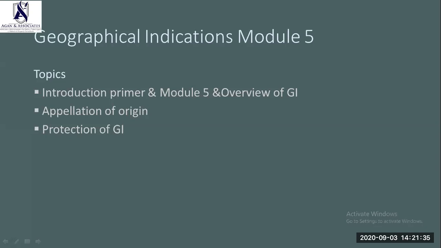Welcome. We will begin with a rather interesting and least known industrial property, and that is geographical indications. This is usually abbreviated as GI. So if I continue referring to it as GI, do know that I'm referring to geographical indications.